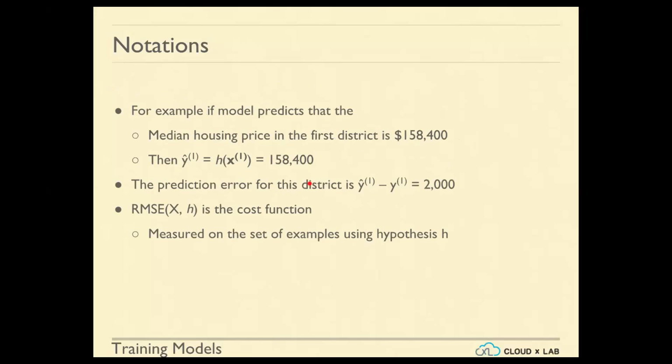Okay, so you can see that here. We have the median housing price, which is this much, the predicted value. Let's say our model is predicting that this is the value, then y hat will be this, and the prediction error is this much. From the actual one, we are subtracting this, and RMSE is the cost function, which is measured on this set of examples using the hypothesis.